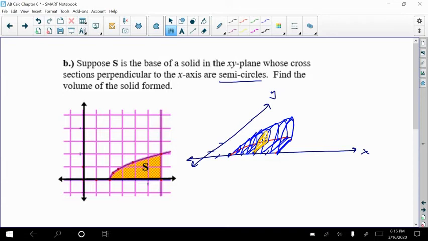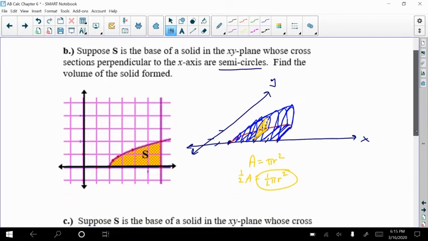And so I need to think about, well, the area of a circle I know is pi r squared. A semicircle is just half of that. So half of the area would be 1/2 pi r squared. So that's what I need to accumulate, 1/2 pi r squared.